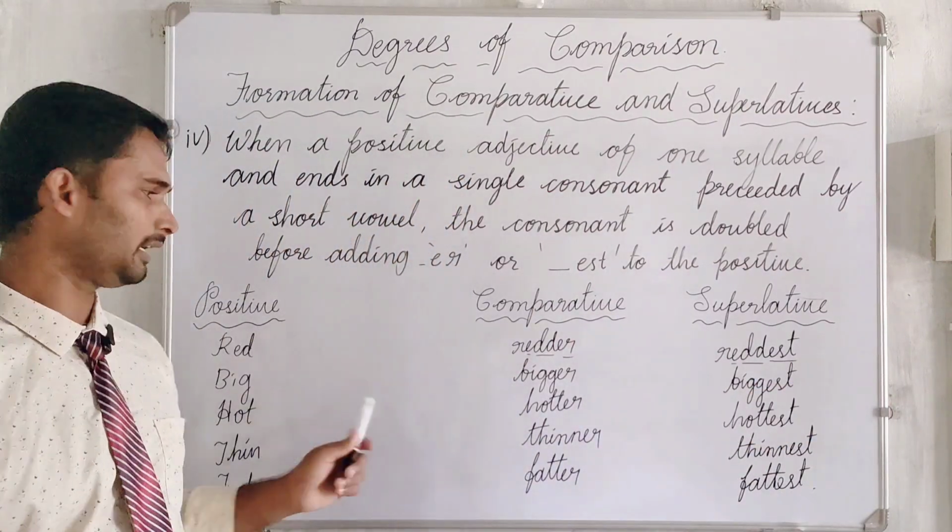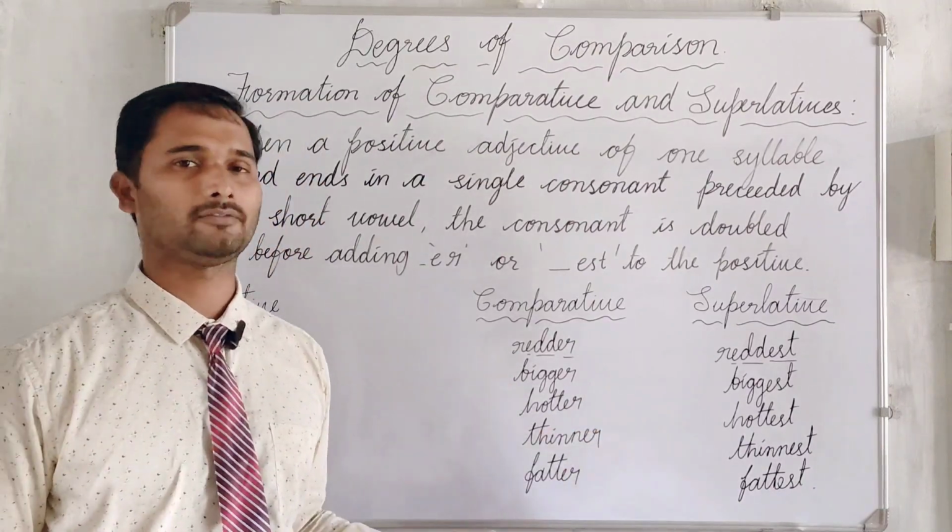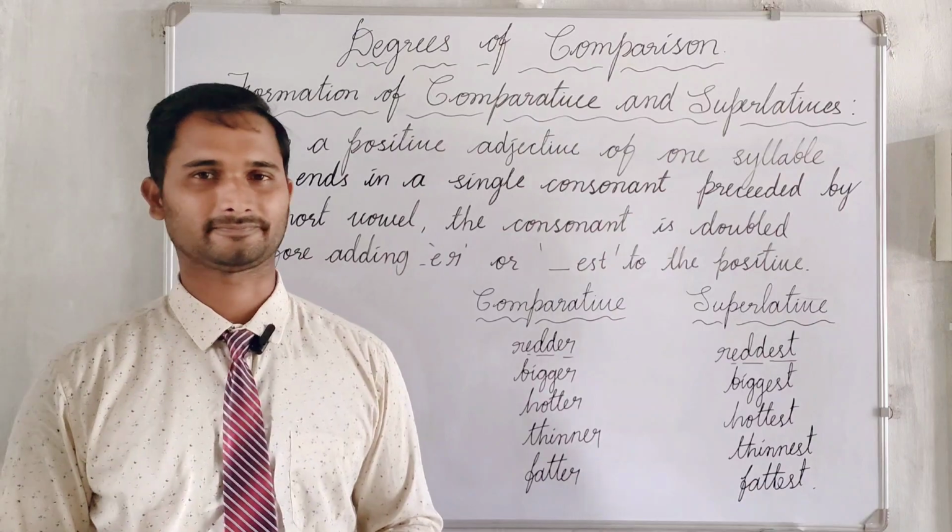Some more examples. Big, bigger and the biggest. Hot, hotter and the hottest. Thin, thinner and the thinnest. And fat, fatter and the fattest.